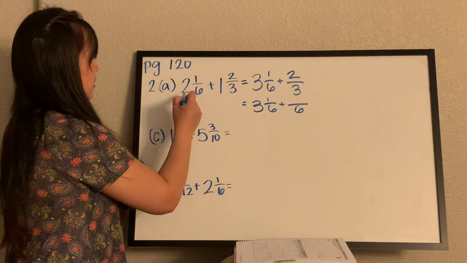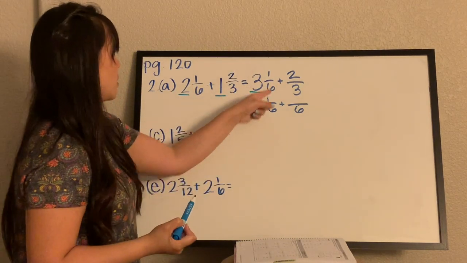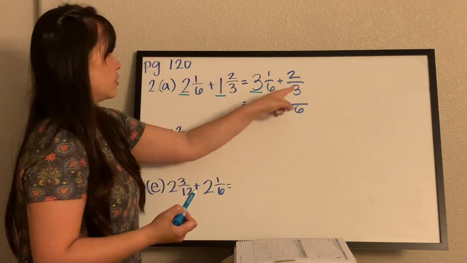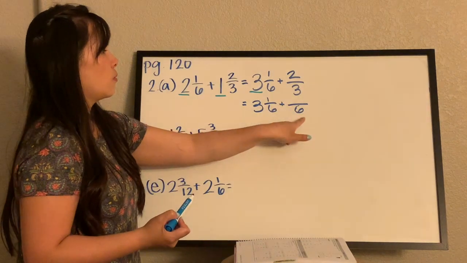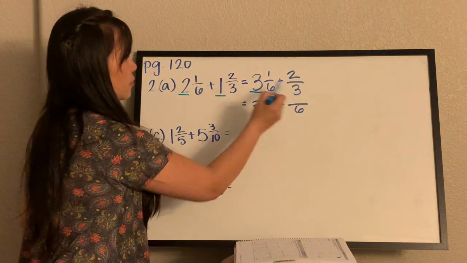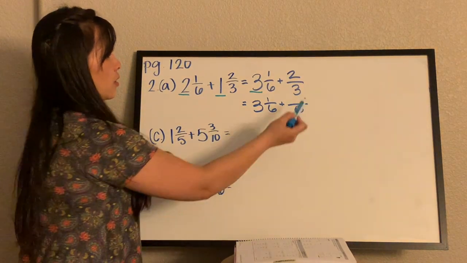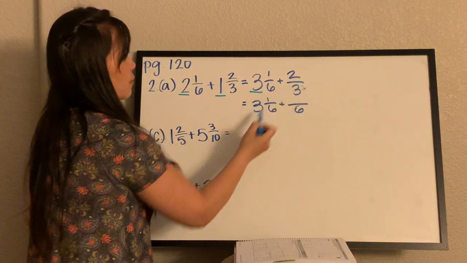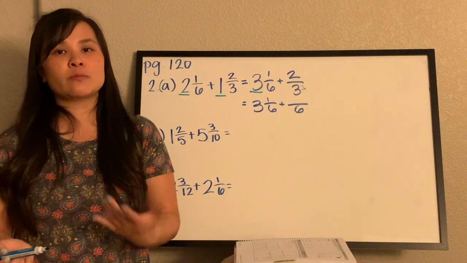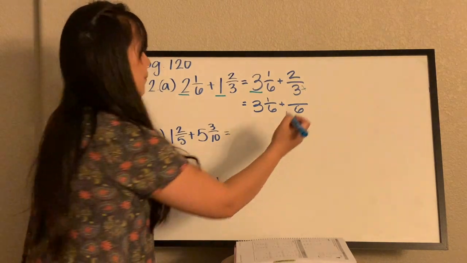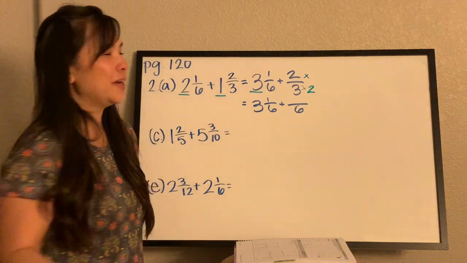So they just, again, they added the whole numbers together to get this 3, right? And then they moved over the 1/6 and the 2/3 over. Then they brought it down to 3 and 1/6 plus, we're trying to figure out the numerator, and then the denominator is 6. So, again, looks like they multiplied 3 by something else to get 6, right? So 3 times what equals 6? You're right, 2. So whatever you do to the denominator, you gotta do to the numerator, right?